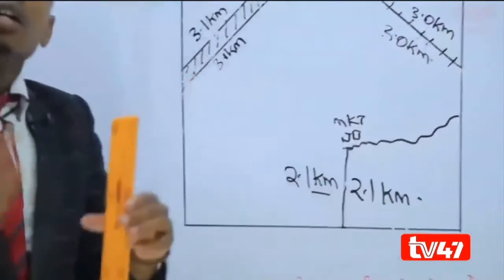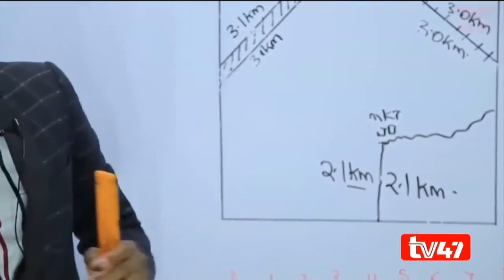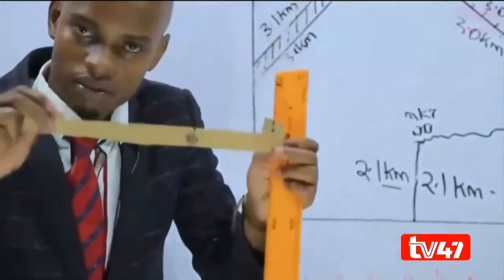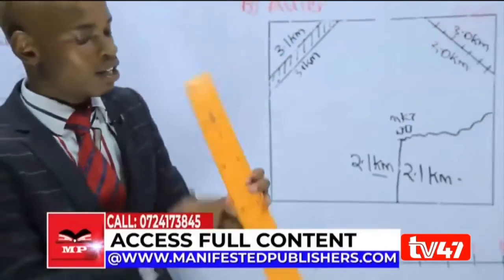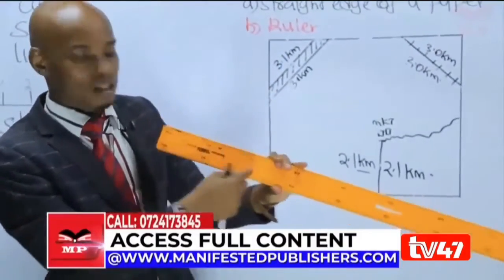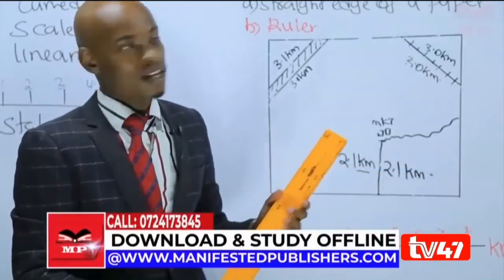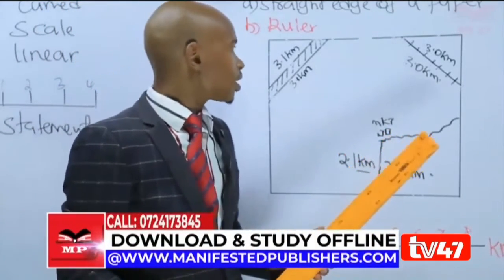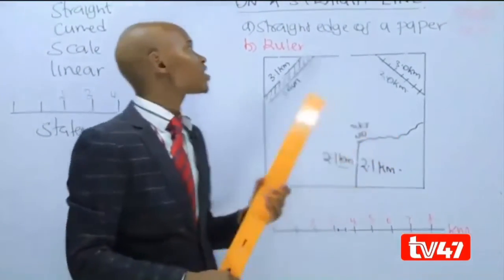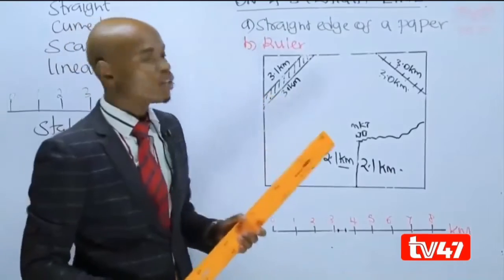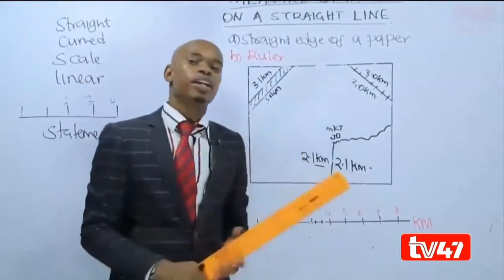So on the ruler, there's only one mark. Edge of paper, 2 marks. Ruler, 1 mark. Which mark? The last part, because the first part you'll always be given. And I hope that you are now in a position to measure a straight line on a map, either using a straight edge of a paper or using a ruler.